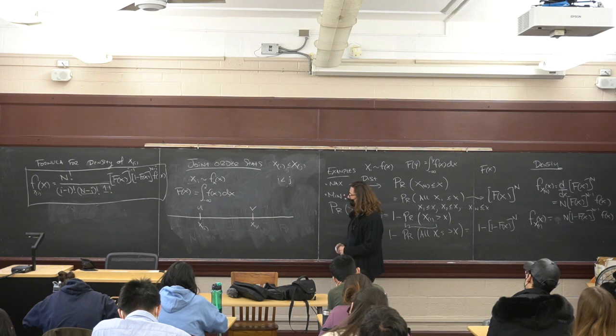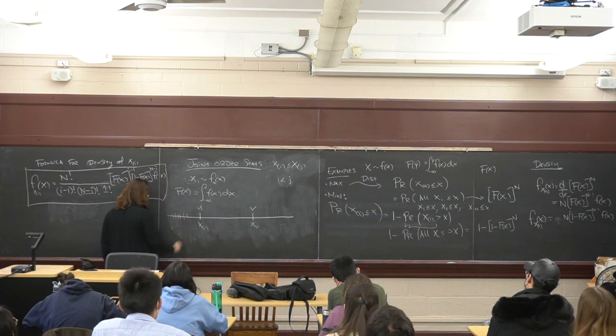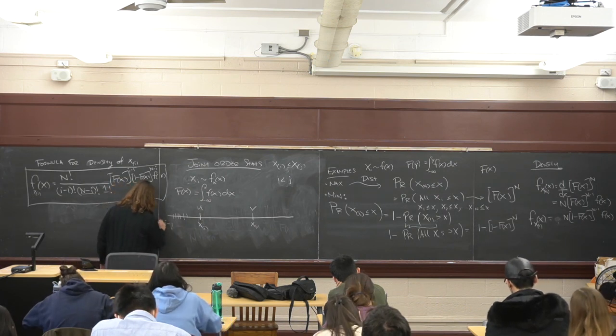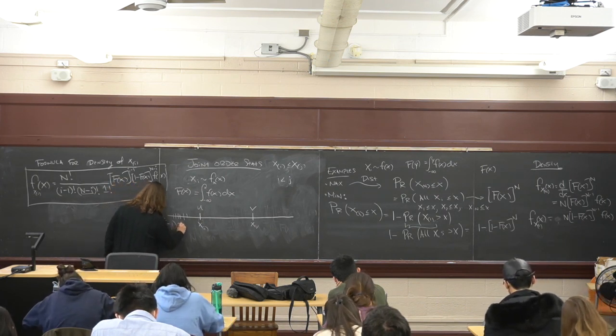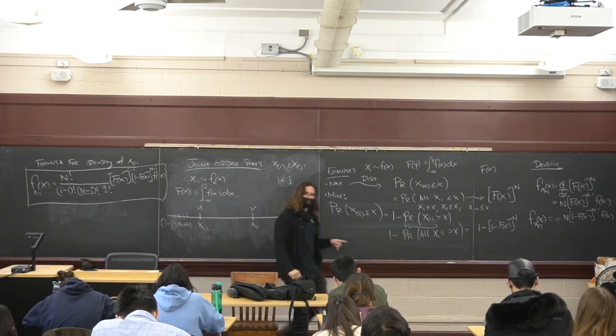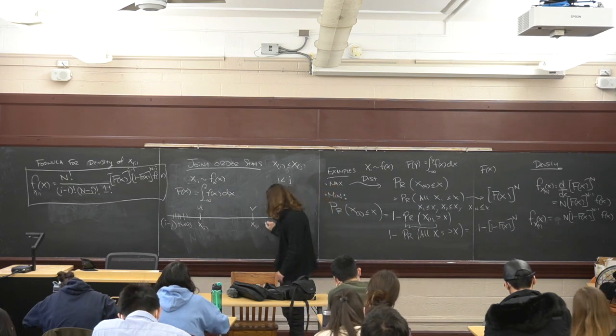Okay, so let's draw our picture. How many things are over here? Probably the easy one. i minus 1 things. Let's do the other easy one. How many things are over here? n minus j.